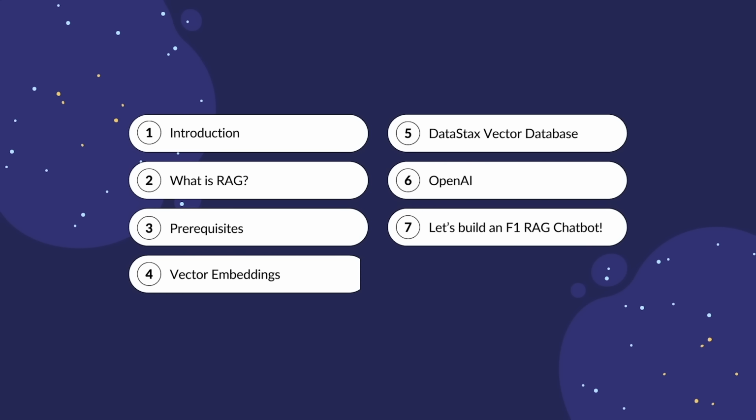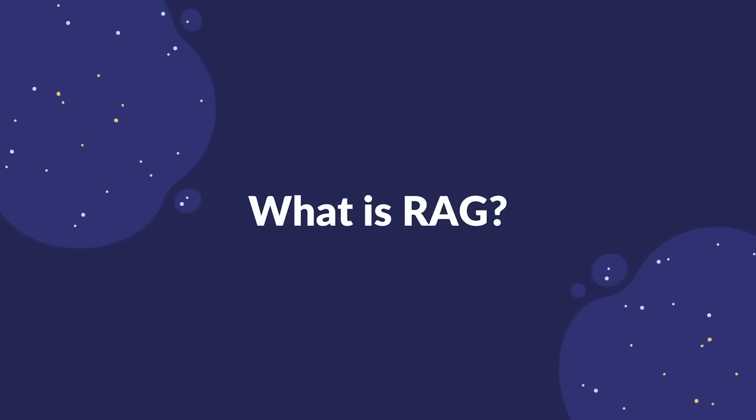In fact, here's a list of all the topics we'll be covering in this course. We will look at what is RAG. We will also look at our prerequisites for this course, including stuff like API keys. We will then look at vector embeddings and how they work, followed by a look at DataStax vector database management system, as well as OpenAI, and finally end with building our F1 RAG chatbot. So, what are we waiting for? Let's do it. What is RAG?